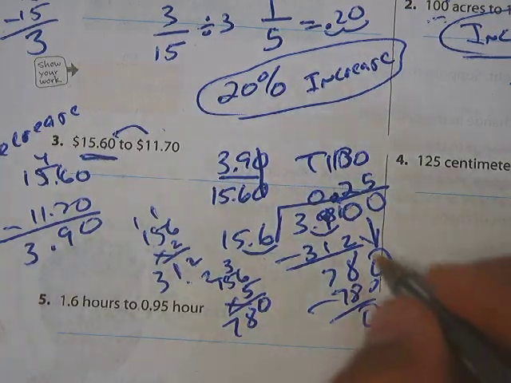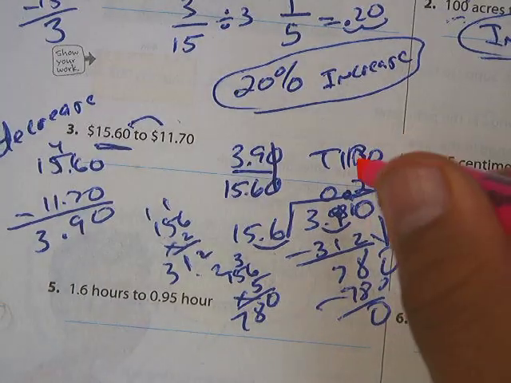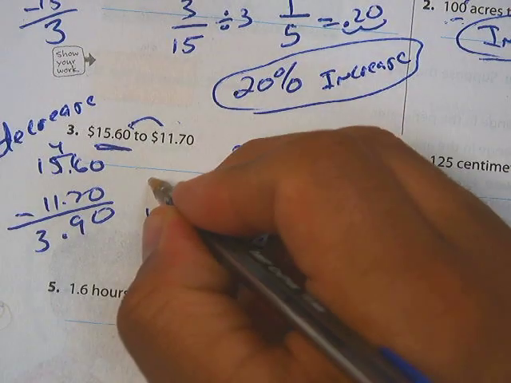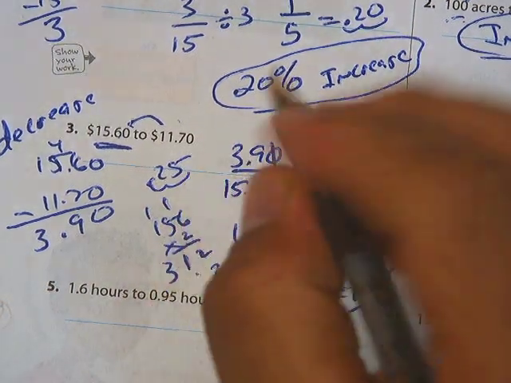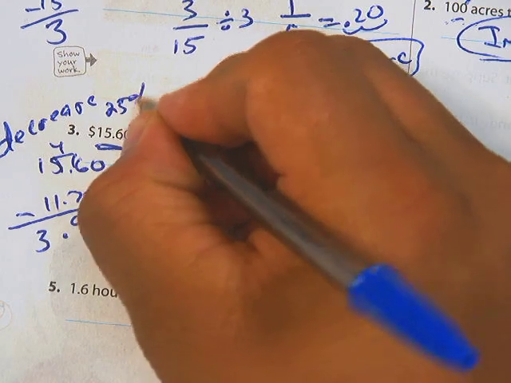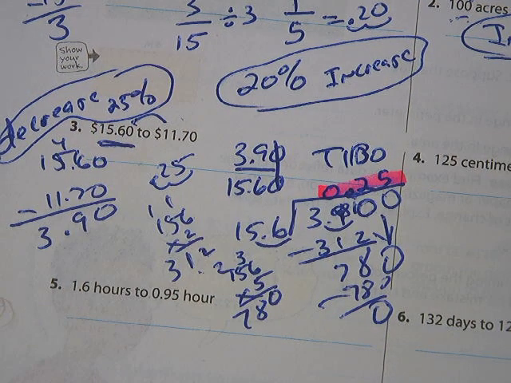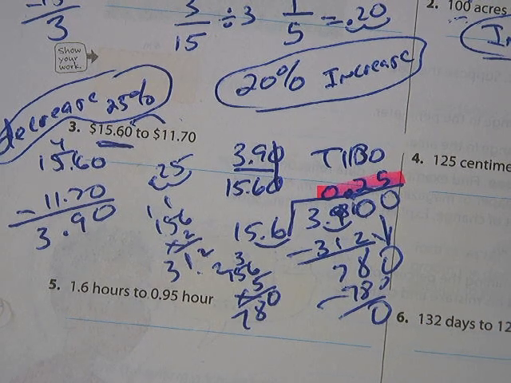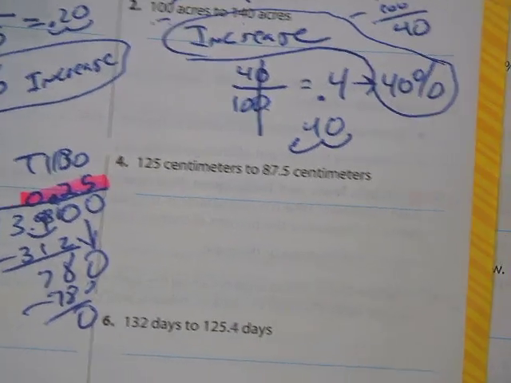Okay, it's a decrease. Decrease of how much? Well, if you're at 0.25, okay, so this is my decimal, 0.25. Now make that a percent, and you have a decrease of 25%. Okay, that's my answer.